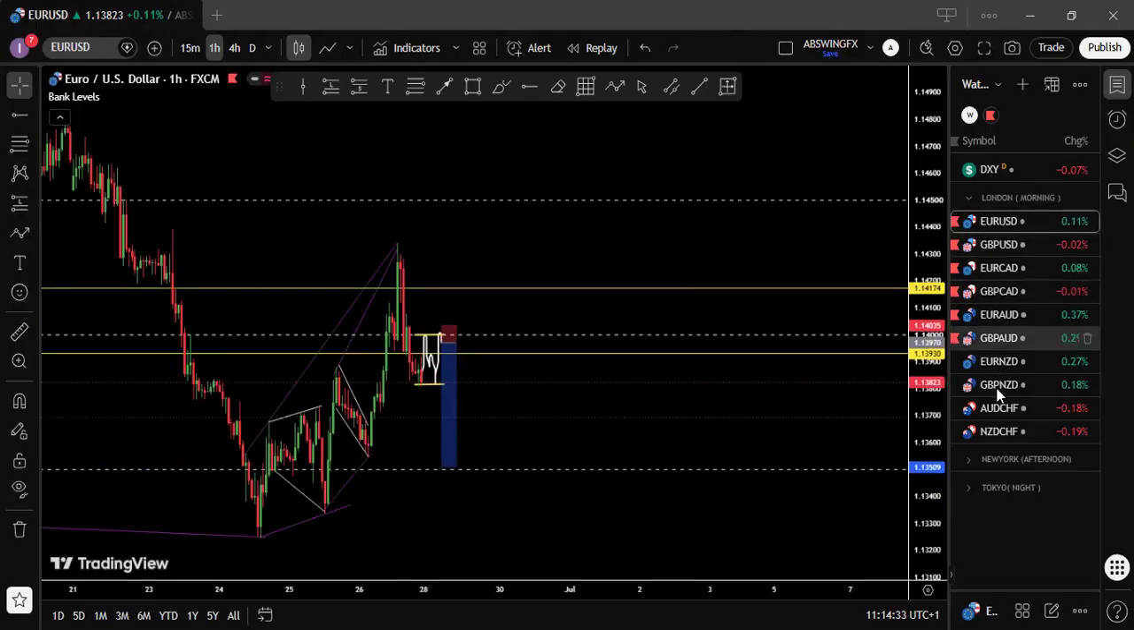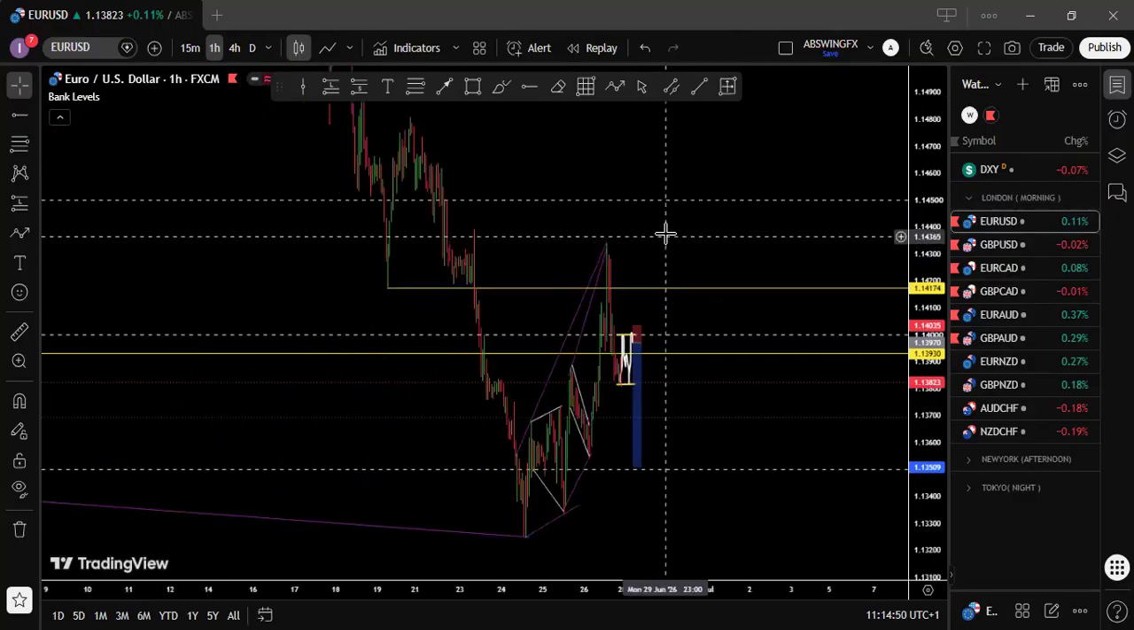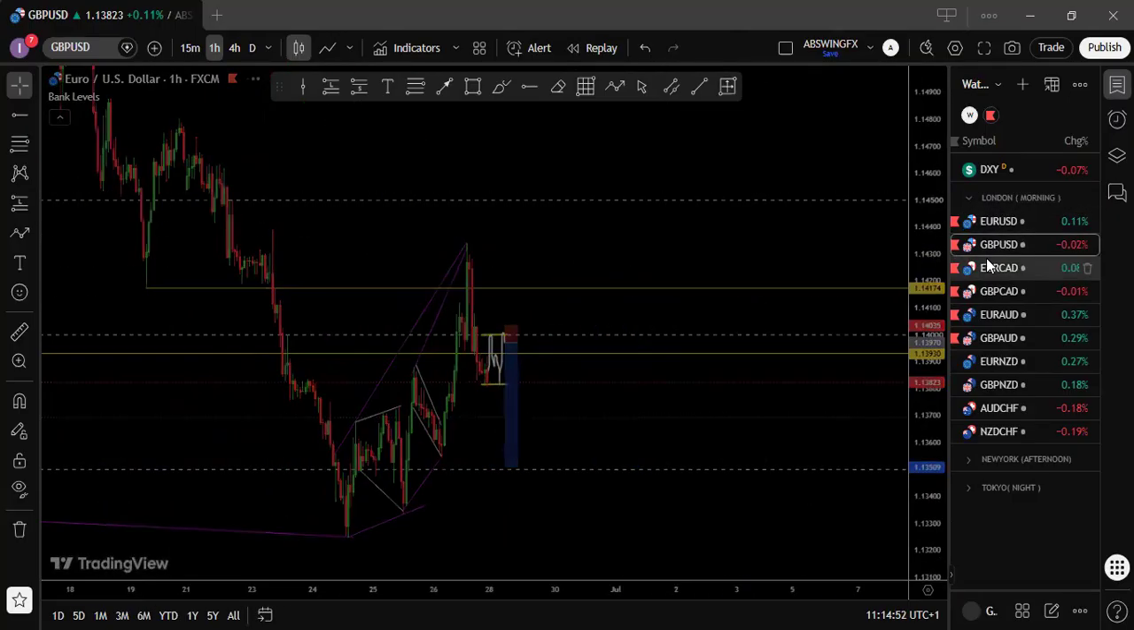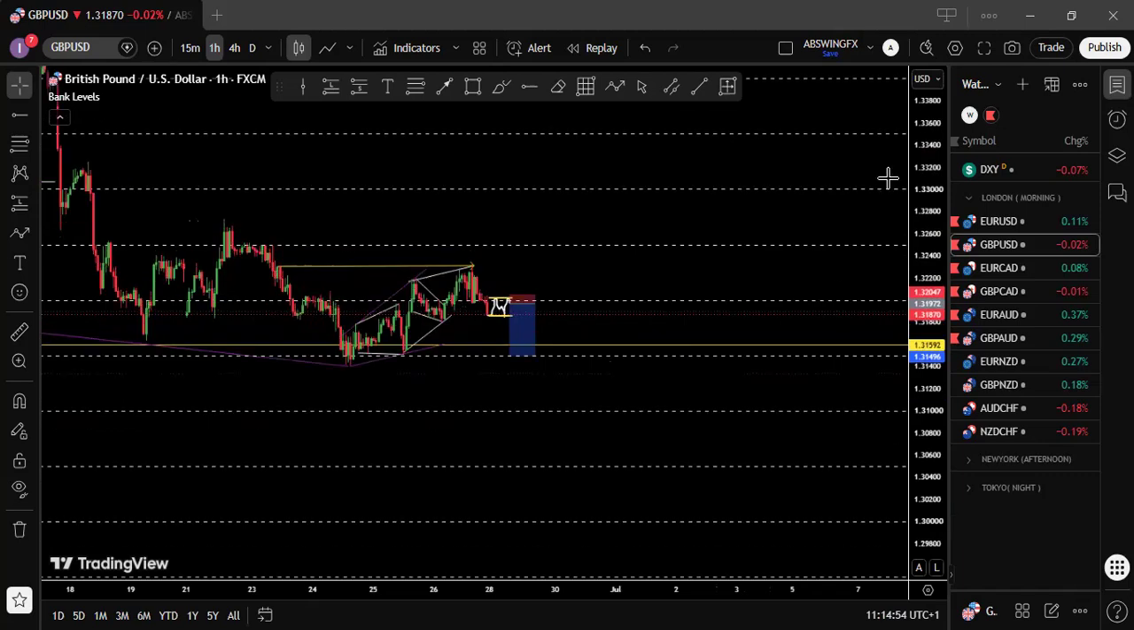So those are the pairs I'll be looking at on London for this week. To have opportunity, 2, 2, 2, that will be 6: Euro USD, Euro CAD, Euro AUD. Very much more good.